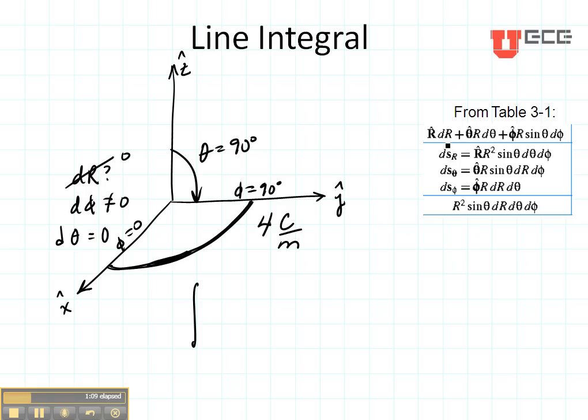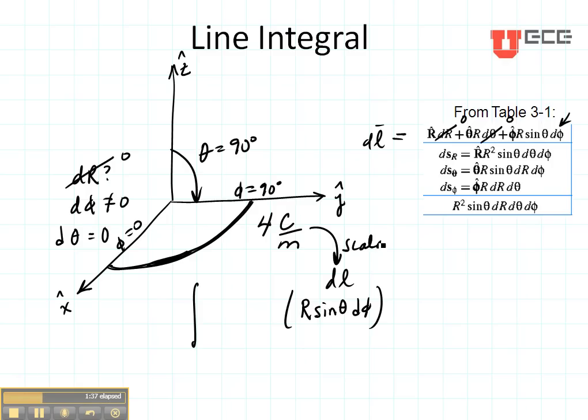So let's come to our dl term, and let's decide which of these pieces we need to keep. In this arc, dr is always equal to 0, d theta is always equal to 0, and phi is the only thing that's changing. So that's the dl term that I'm going to put here. R sine of theta d phi. That is my dl term. Notice that it's going to be scalar because my function is scalar. Otherwise, I would use this component and there would be a dot or something of that nature.